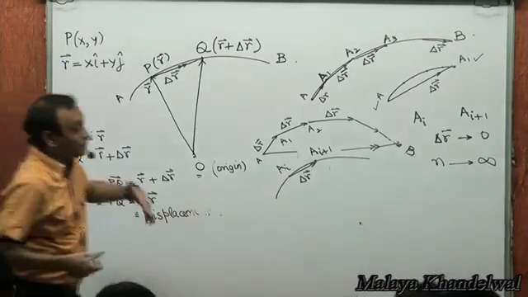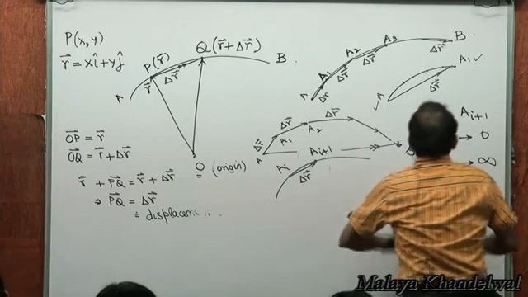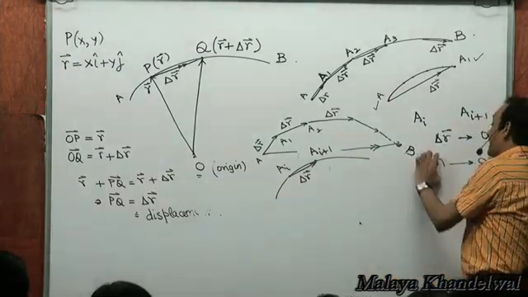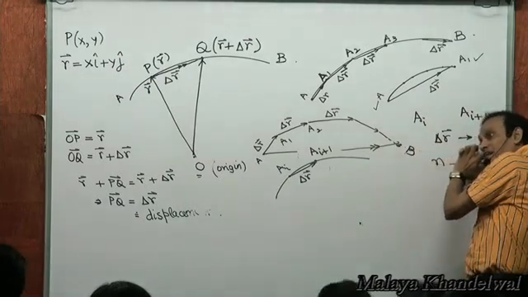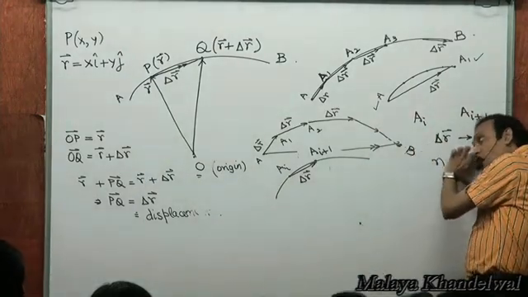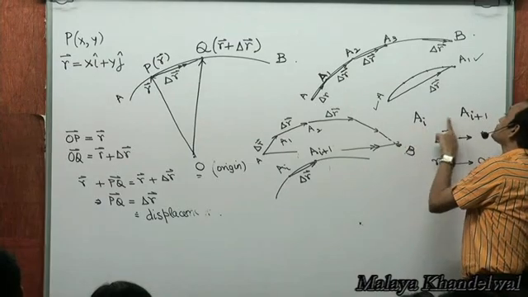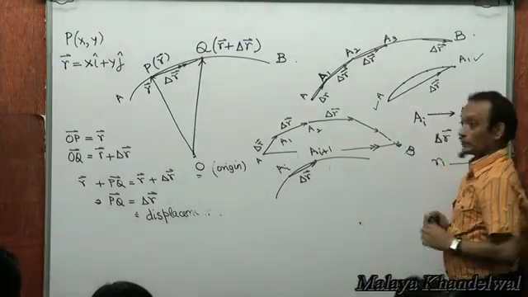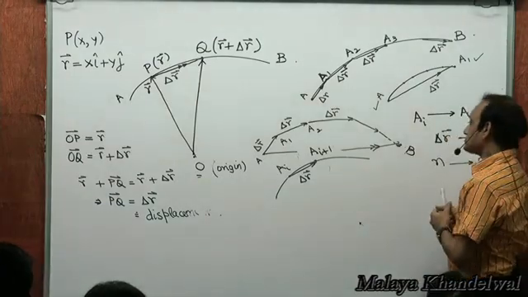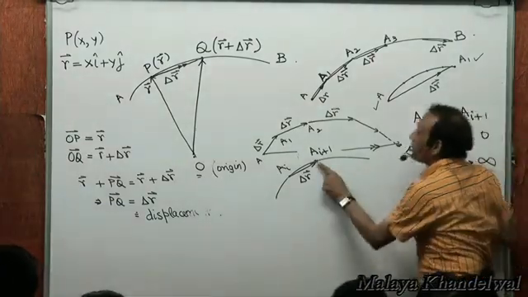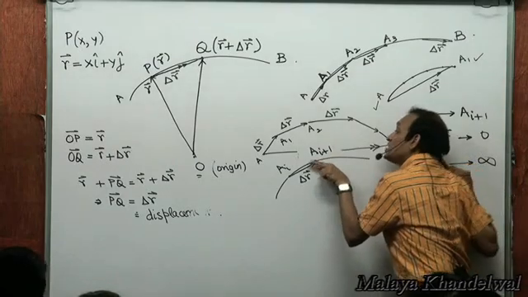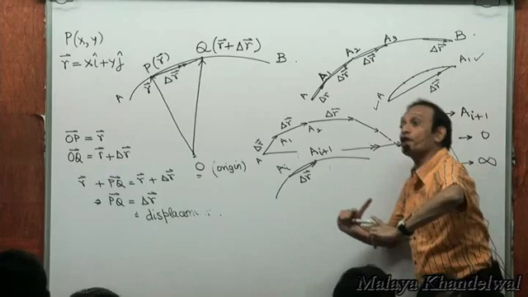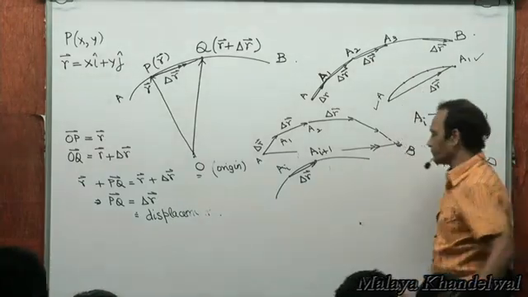Right? And in the process of making these delta r's smaller and smaller, and thereby increasing the number of delta r's larger and larger, Ai comes closer and closer to Ai plus 1, right? Which means as delta r tends to 0, Ai plus 1 degenerates into Ai. Ai plus 1 in a certain sense comes closer and closer to Ai.